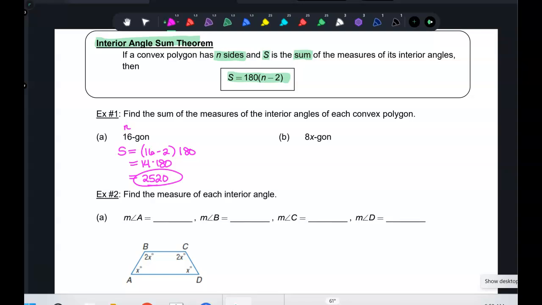All right, this one just says 8x. That's fine. We could still write 8x minus 2 times 180. So we're just going to distribute. 180 times 8x is 1440x, minus, what's 2 times 180? 360.